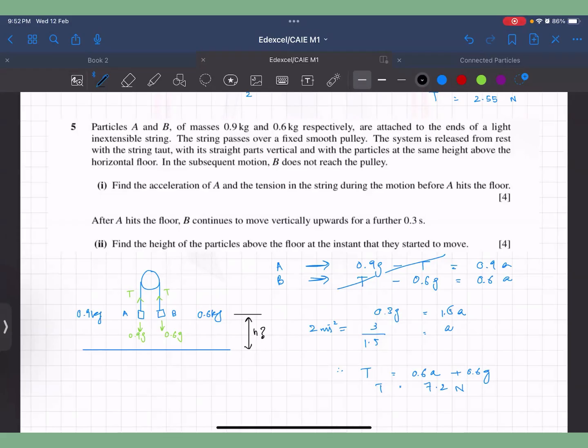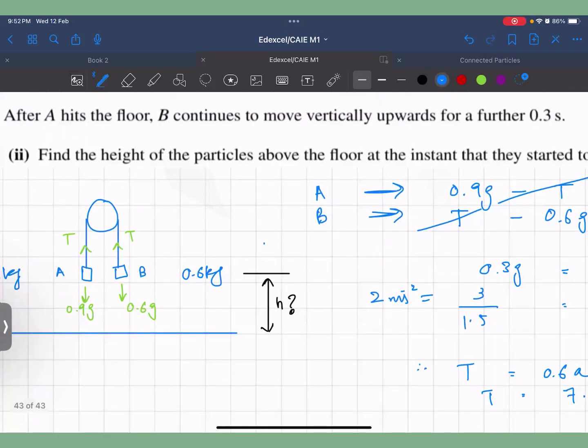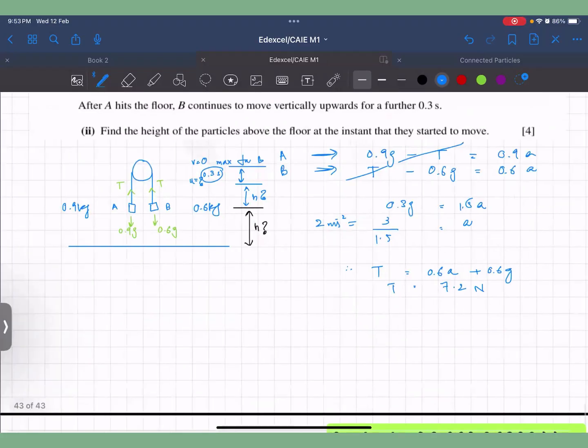So you are telling me that the initial height, B would go upwards by the same height as well. When A is reaching the ground, B is going above with the same displacement upwards. And then after that, for this part, the maximum distance that B has gone, it is taking 0.3 seconds. So using this, we know final velocity over here would be 0. We can find the initial velocity over here. So V is equal to U plus AT.